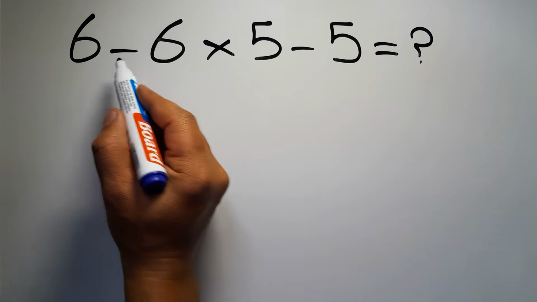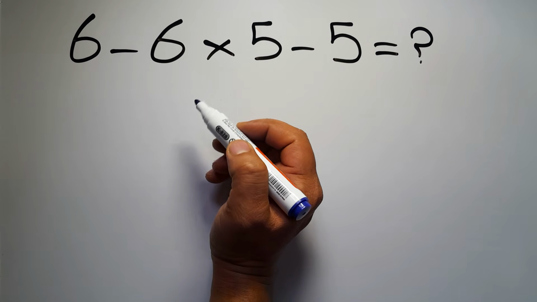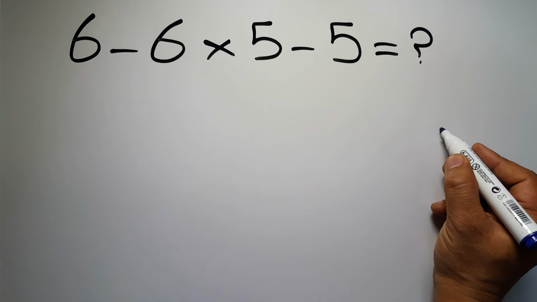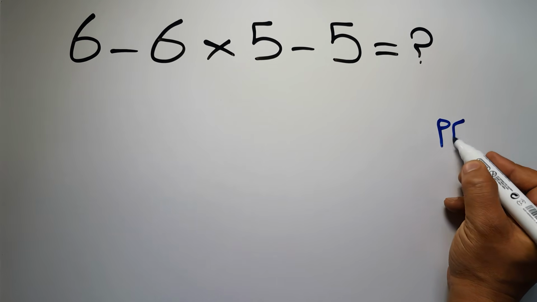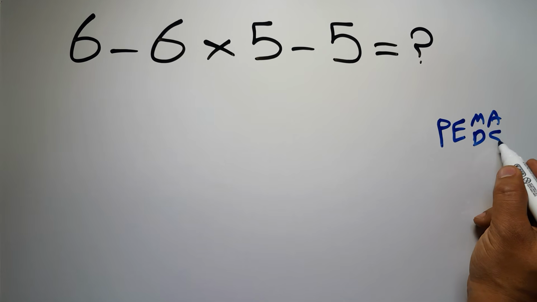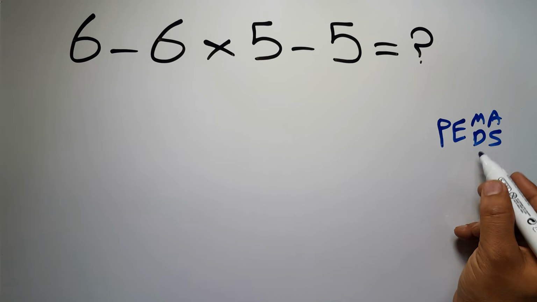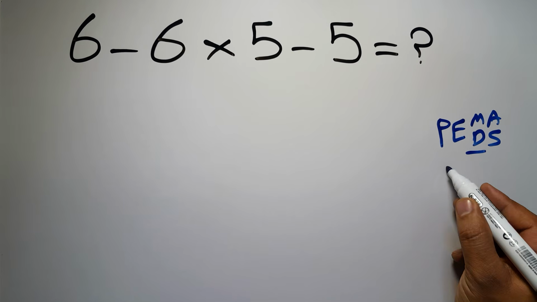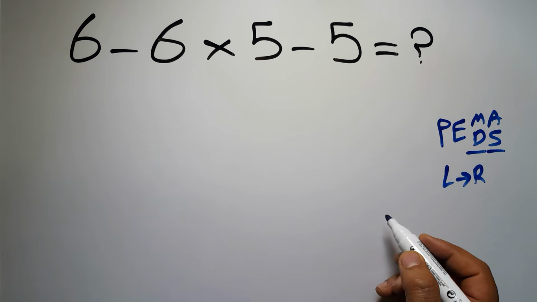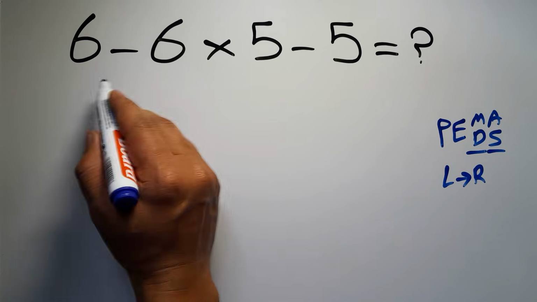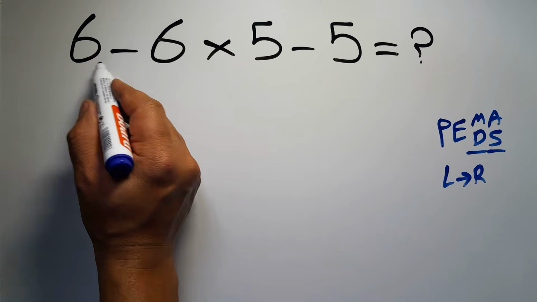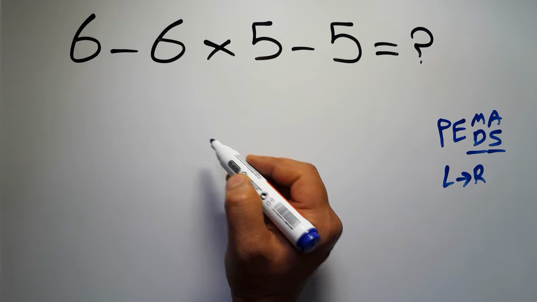In this expression, we have two subtractions and one multiplication. According to the order of operations, first we have to do parentheses, then exponents, then multiplication or division, and finally addition or subtraction. Remember that multiplication and division have equal priority and we have to work from left to right. And the same applies to addition and subtraction. So here, first we have to do this multiplication, then this subtraction, and finally this subtraction.